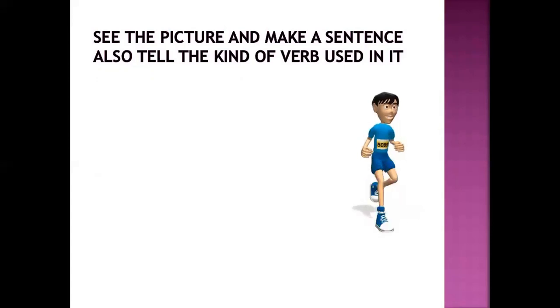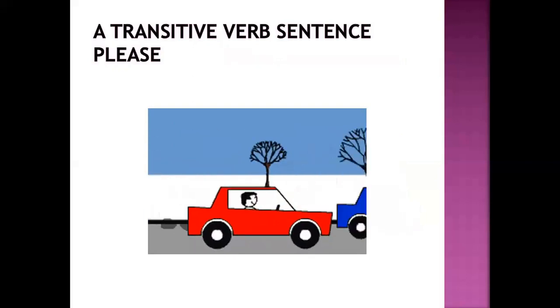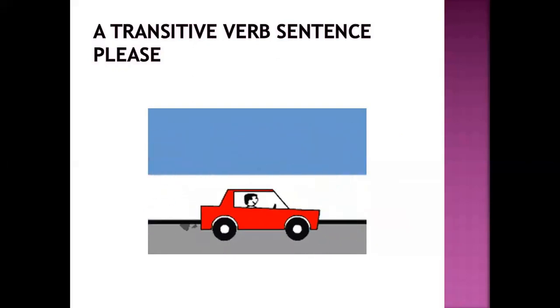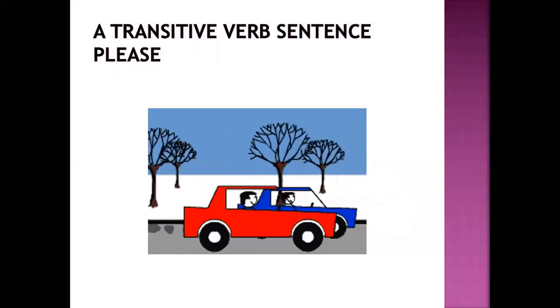See the picture and make a sentence. Also tell the kind of verb used in it. Guess which type of action this is. Which type of verb is this? Dynamic, stative. If I am not wrong, it is a dynamic action, a dynamic verb. And then please make a sentence according to your understanding. A transitive verb sentence, please. Now, by watching this slide, make a sentence which contains a transitive verb.